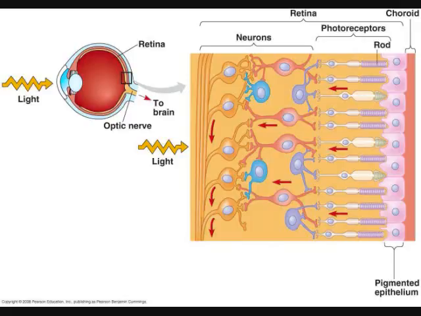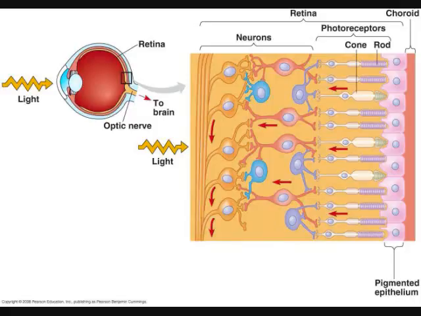Rods. Rods are photoreceptors specialized for low light conditions. Unlike cones, rods are unable to detect different colors. Only rods are present around the periphery of the retina. Hence, rods are responsible for peripheral vision.